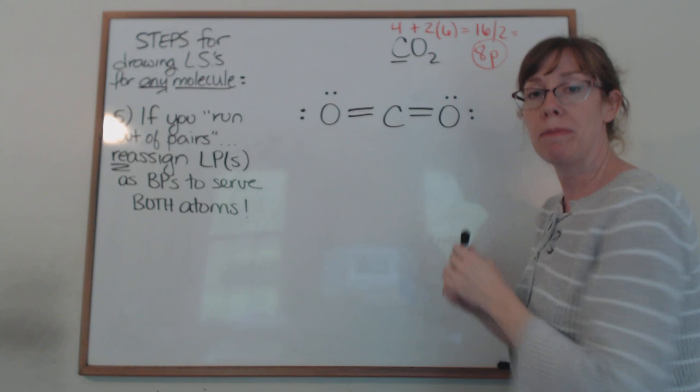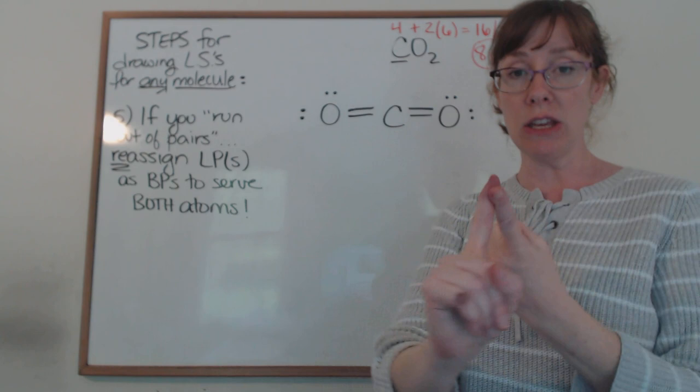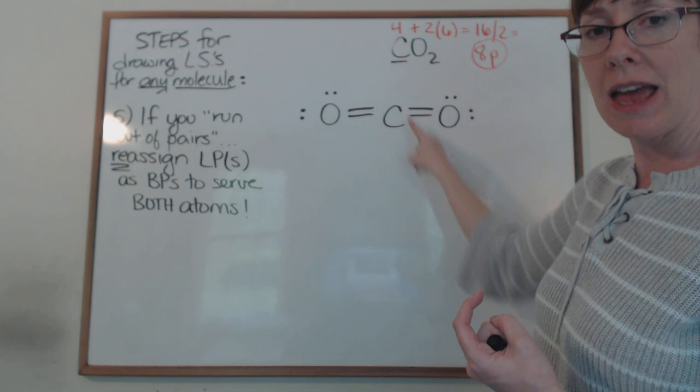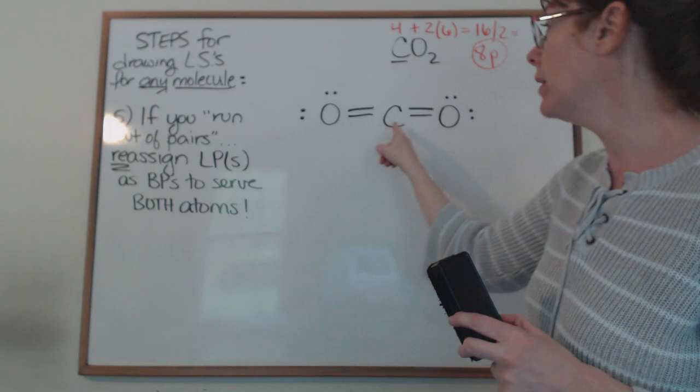See, now I can say I used 8 pairs and every atom is satisfied because by moving those oxygen pairs, he still gets to keep them. Remember, they're still shared. So he has 8, he has 8, and he has 8. All right, so that's CO2 and that's done. That is the molecule CO2. Carbon dioxide is held together by 2 double bonds.